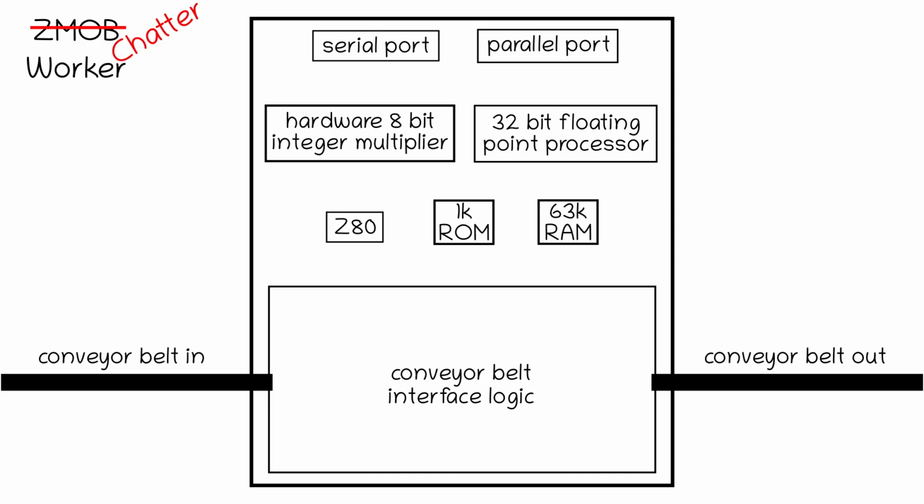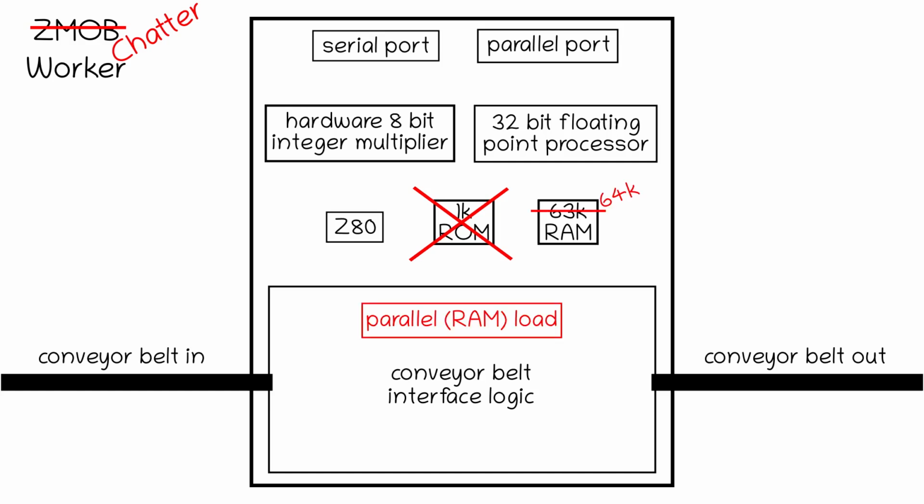But anyway, the differences between the Chatter and the ZMOB are, apart from the name, the Chatter doesn't have any ROM. Instead, it's got 64K of RAM and a parallel load feature incorporated into the conveyor belt interface logic. It's also got a clock timer circuit, because I thought, well, if you've got a PIO and an SIO, you might as well stick a CTC on there as well. But apart from that, I think it's pretty similar. Obviously I don't know, I could be completely wrong.